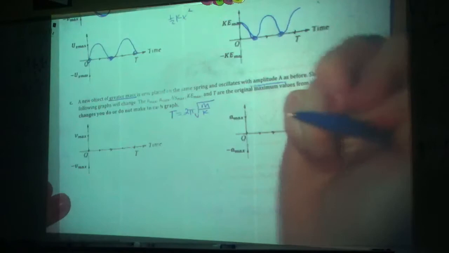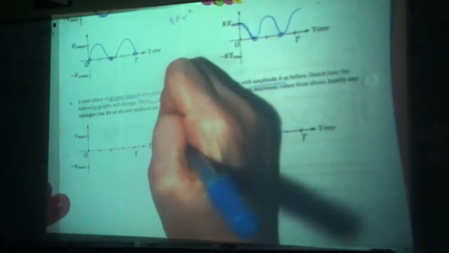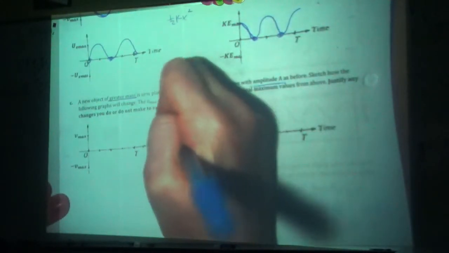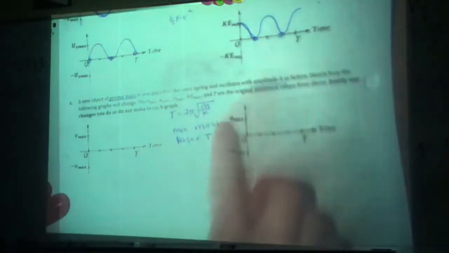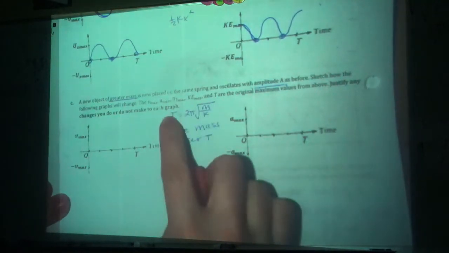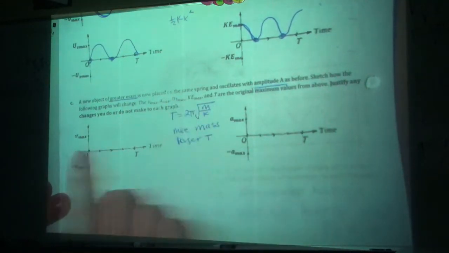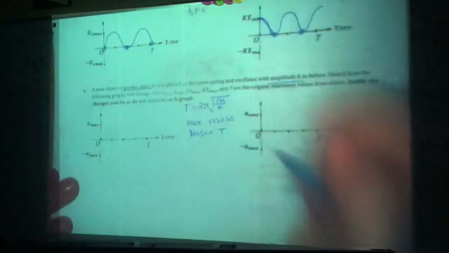So if you look at a mass on a spring period equation, that's T equals 2 pi square root of m over k. So if I increase the mass, more mass is going to mean a bigger period, or a longer period, because this is a direct relationship. More on top is going to make this one greater. So all of my graphs are going to be stretched out. And that's like telling me the x-axis almost.